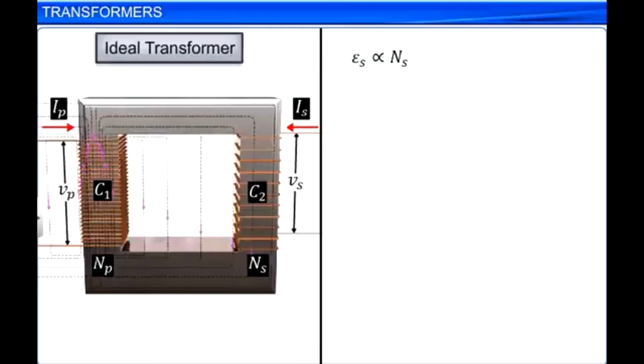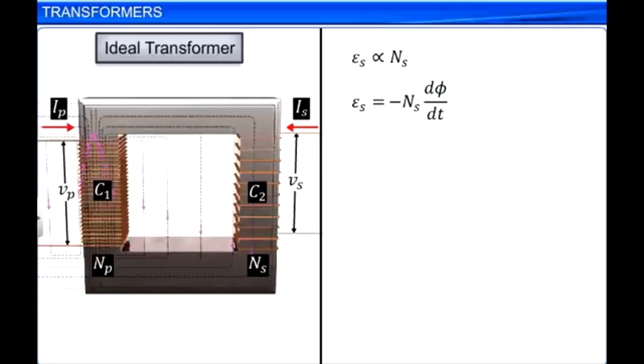Then, according to the principle of mutual induction, the EMF Es is equal to minus Ns into d phi by dt, where d phi by dt is the rate of change of the magnetic flux linked with the secondary coil. The minus sign is in accordance with Lenz's law.